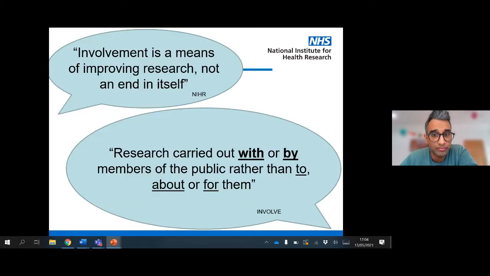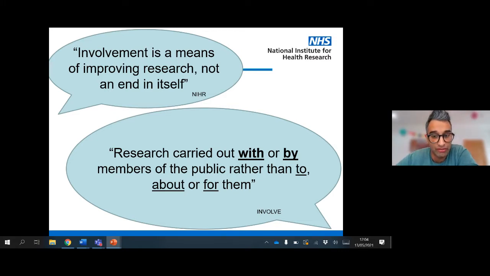into your research. So I like to use this example by NIHR, which is involvement is a means of improving research, not an end in itself. So you have to think of involvement as you would any other part of the research process, like doing a power analysis or involving statisticians or some other sort of experts.